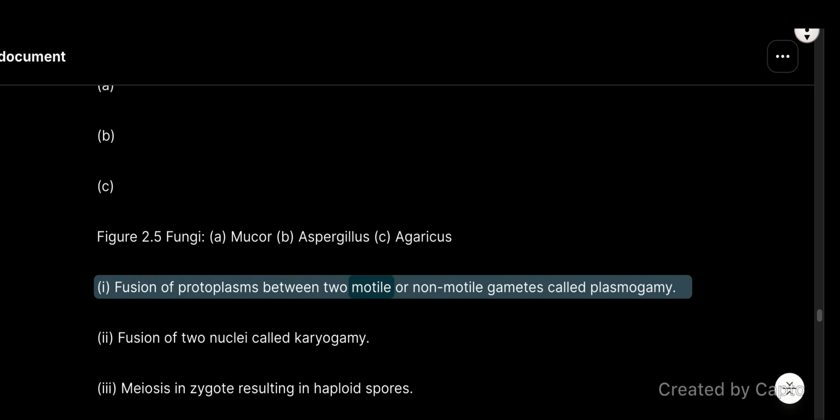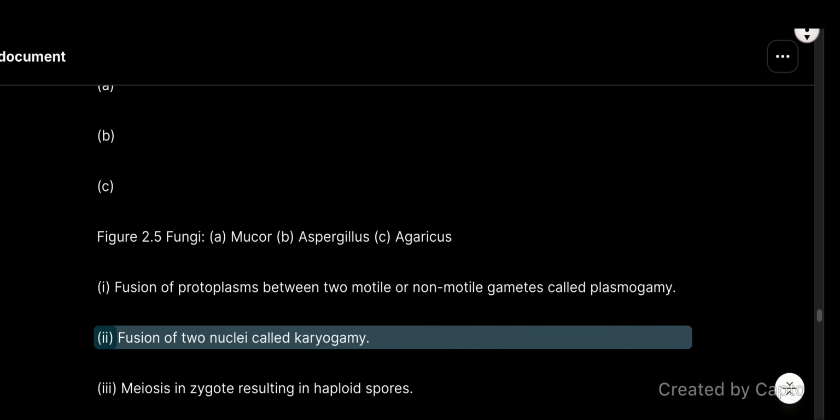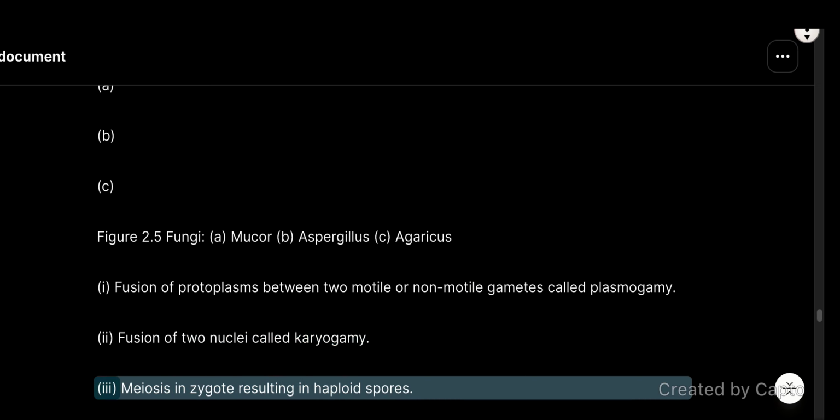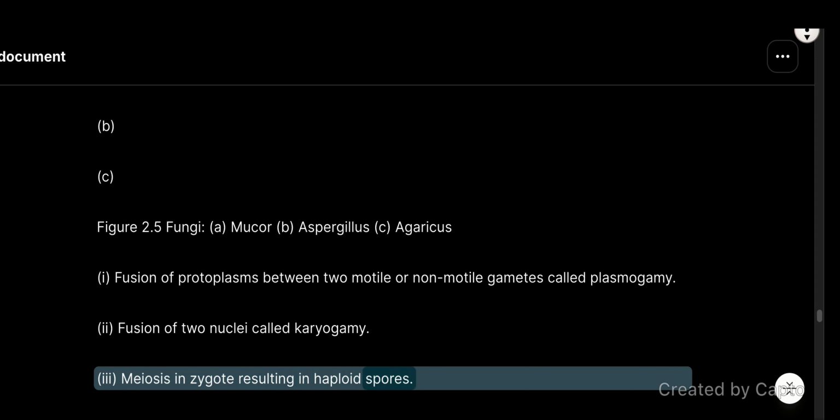1. Fusion of protoplasms between 2 motile or non-motile gametes, called plasmogamy. 2. Fusion of 2 nuclei, called karyogamy. 3. Meiosis in zygote resulting in haploid spores.